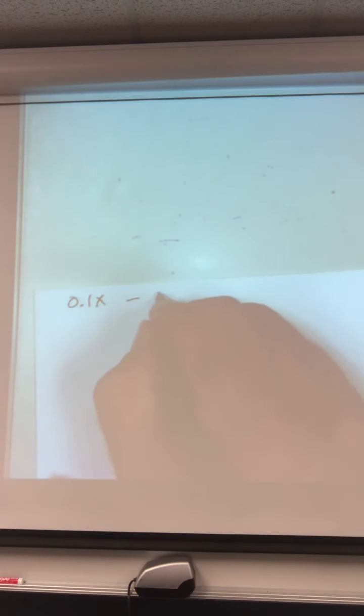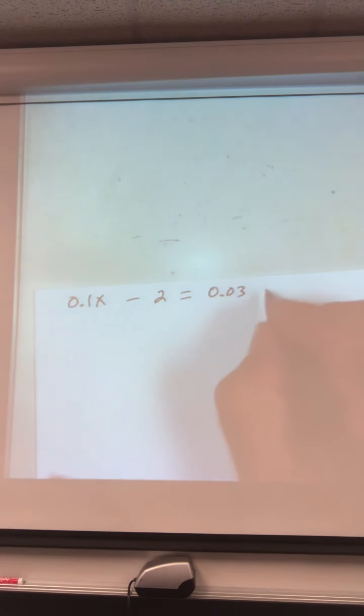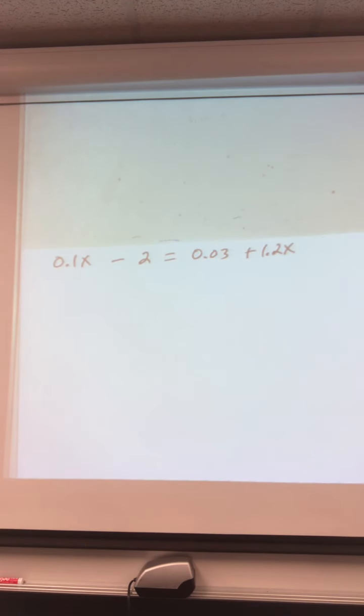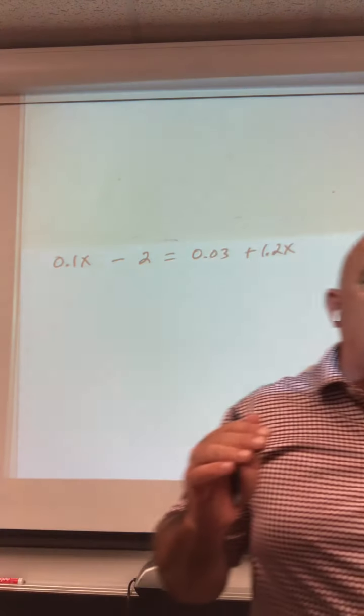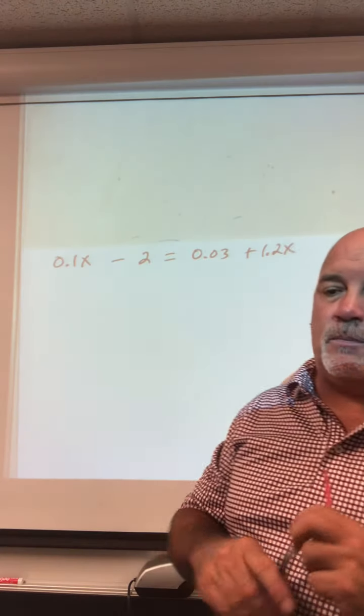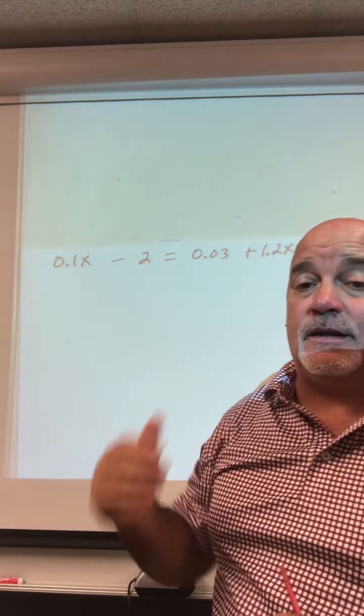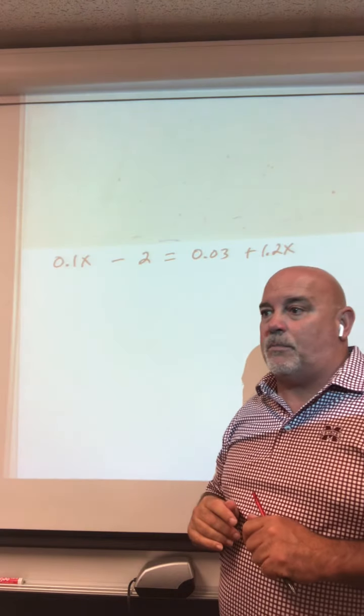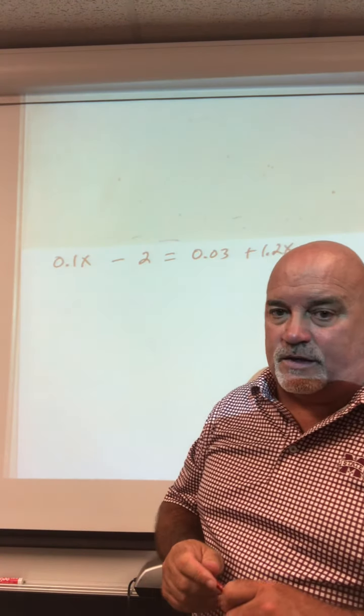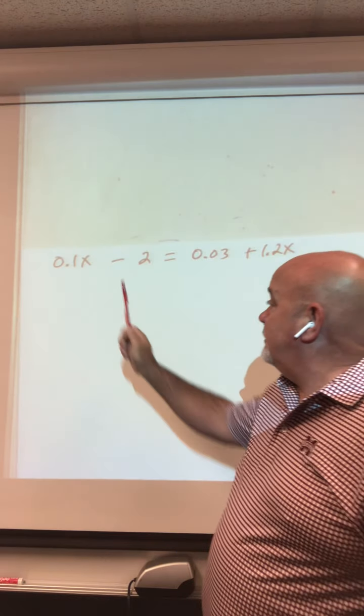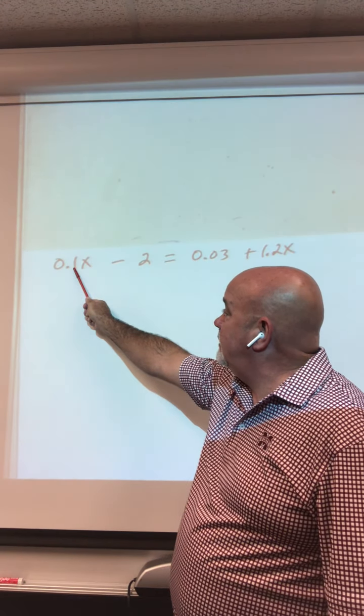Let's do 0.1x minus 2 equals 0.03 plus 1.2x. Now let me say again, this is not the only way to work these problems. But I don't like teaching problems 4 or 5 different paths to work that one problem because it ends up confusing students more than anything. So I like the same approach to every single problem, even though it may not necessarily be the shortest. It's the same approach.